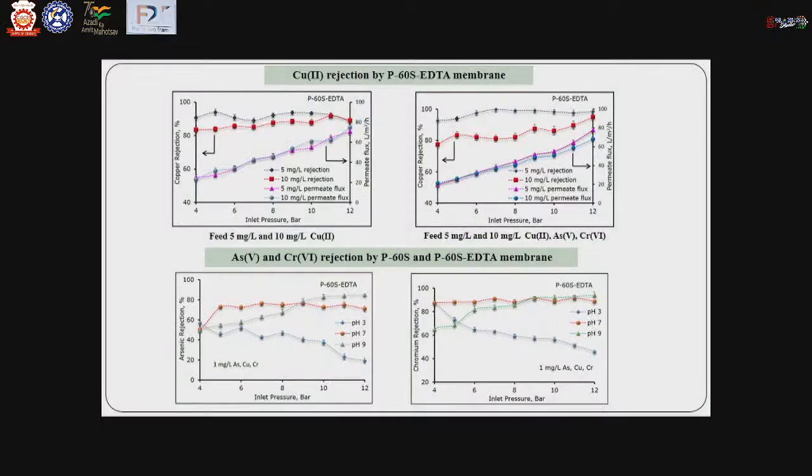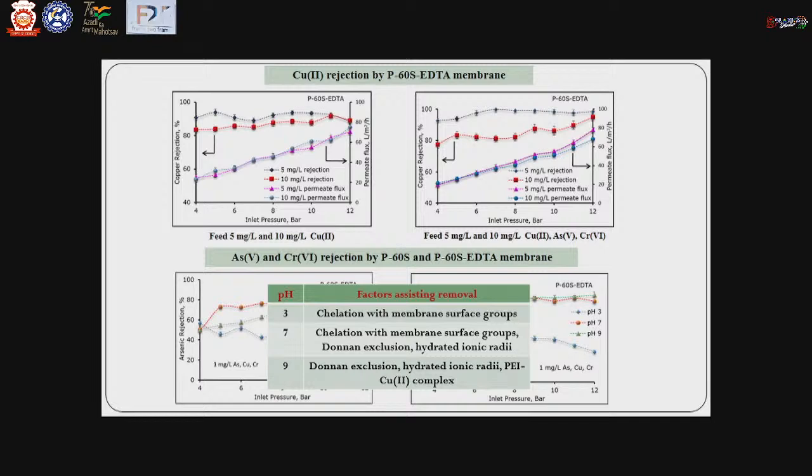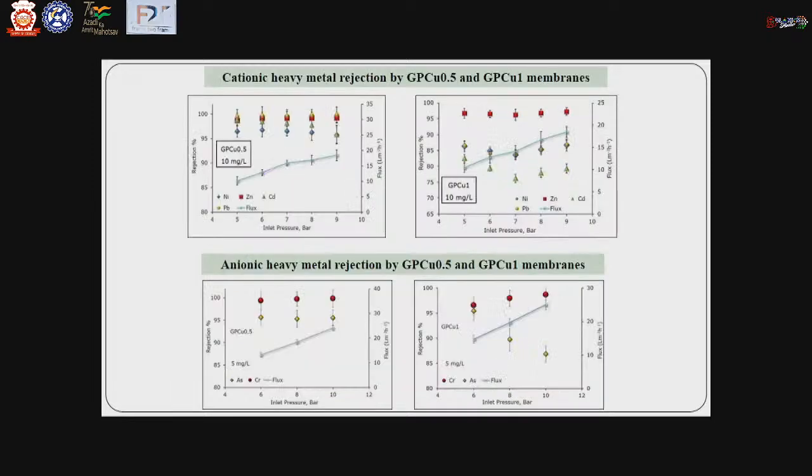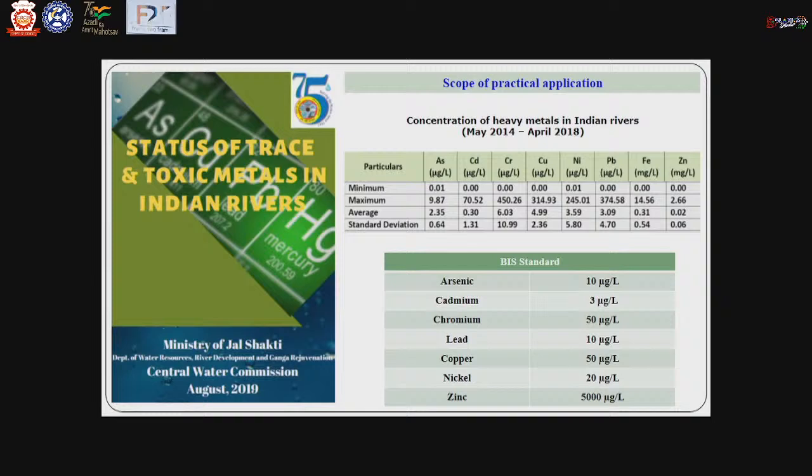Sir, we could get a good rejection of both cationic and anionic heavy metals by the EDTA modified membrane, where there are several rejection mechanisms involved at different pHs, and the copper ion modified membrane also gives appreciable rejection of both anionic and cationic heavy metals. And these membranes can find practical application in removal of heavy metals from contaminated water.